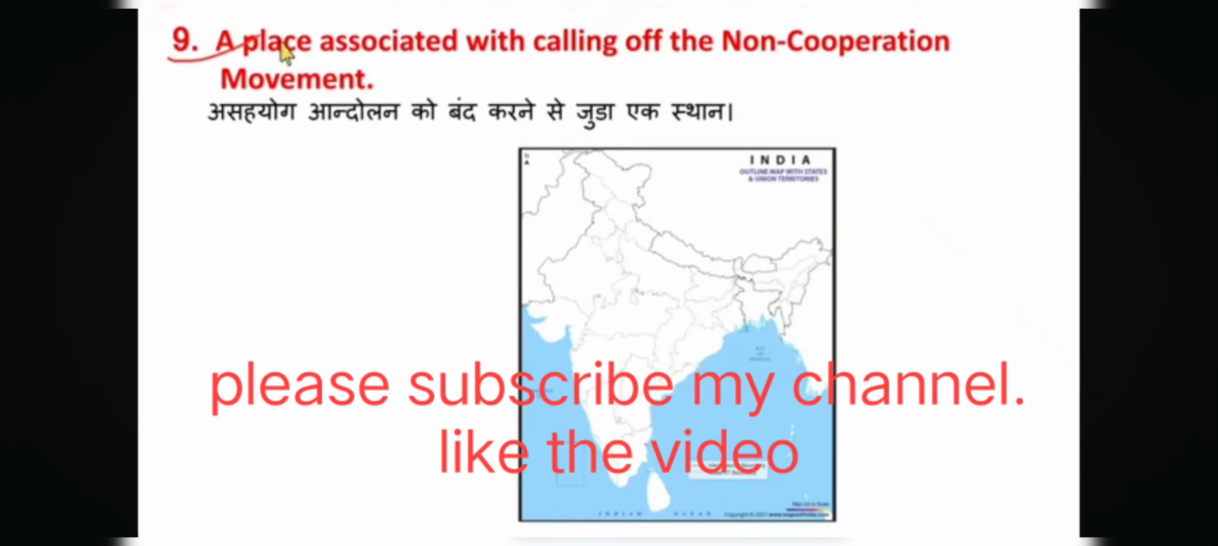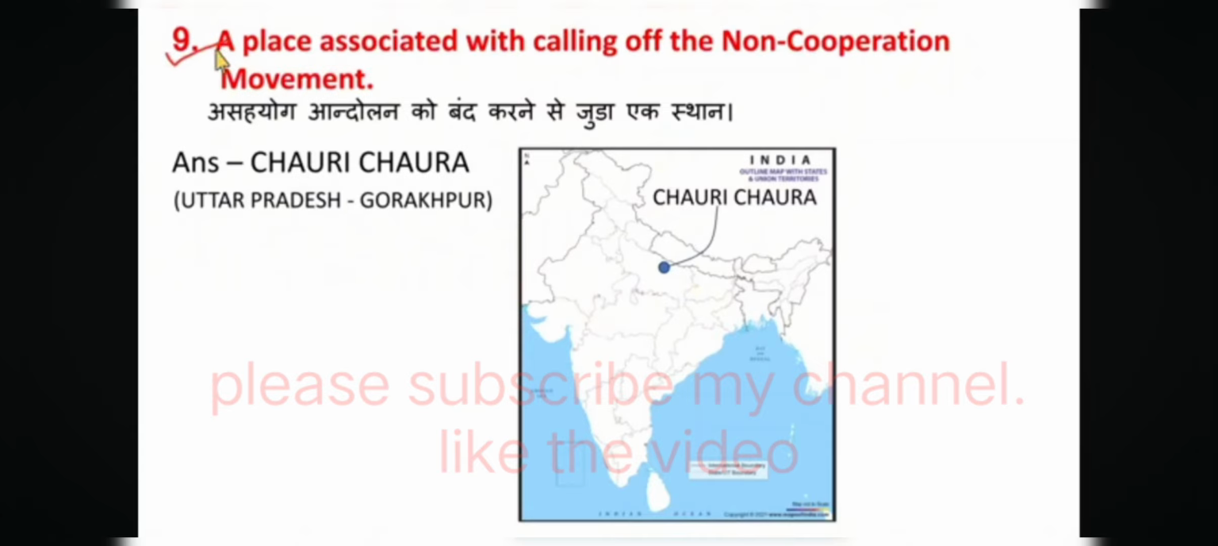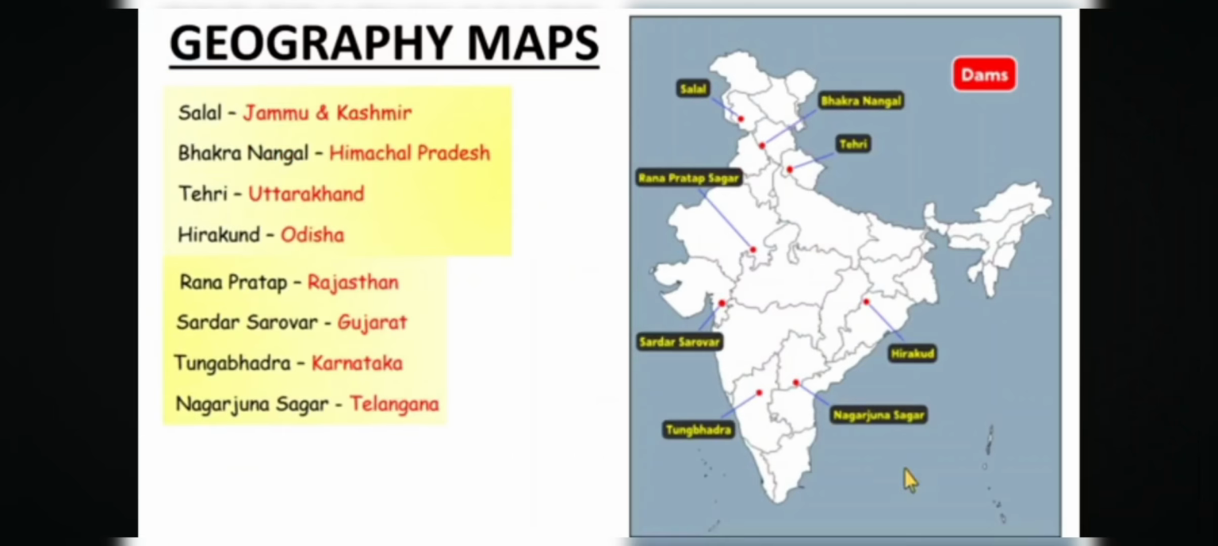And here's question number 9, a place associated with the calling off of the non-cooperation movement. The place where the non-cooperation movement ended. What was that place? This place was Chauri Chaura, which is in Gorakhpur, Uttar Pradesh. So you have to locate it on the map like this. These are 9 questions from history. Questions will keep coming from here. This is 100% guaranteed. You can definitely score 2 marks from here.